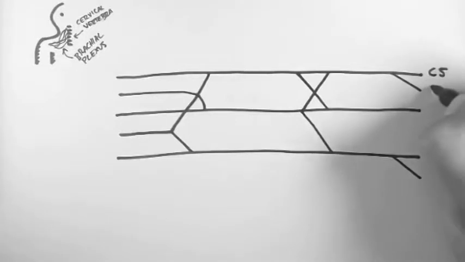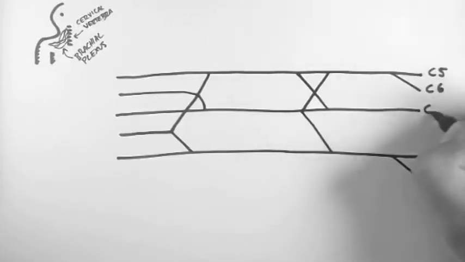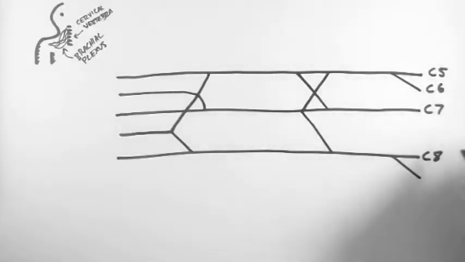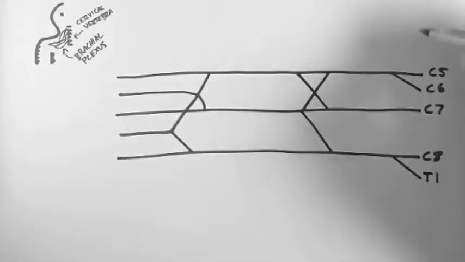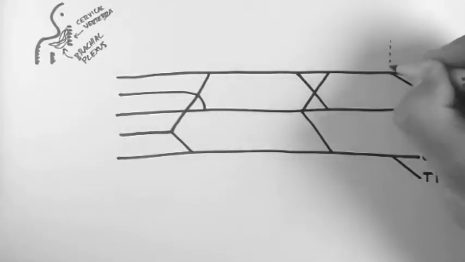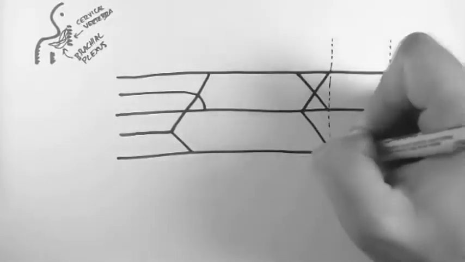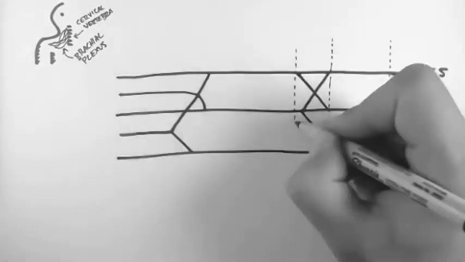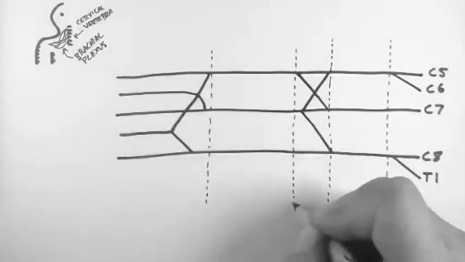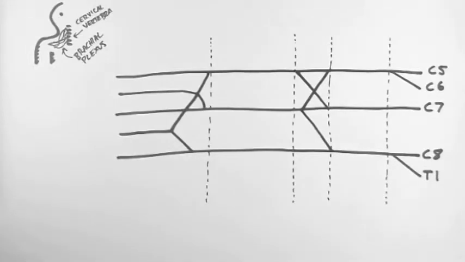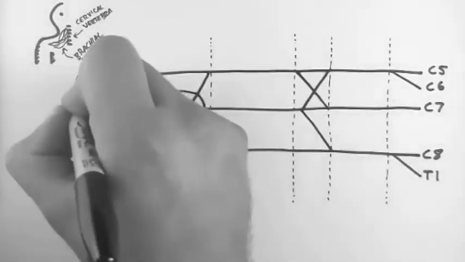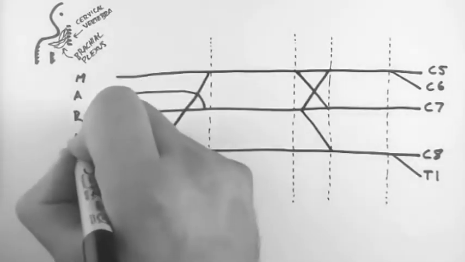So I'll label the nerve roots here. There's C5, 6, 7, 8, and T1. And these are the segments of the spinal cord from which these roots arise. Now we split the brachial plexus up into sections. And we'll label those sections in a moment. But first of all, let's have a look at the branches which arise.